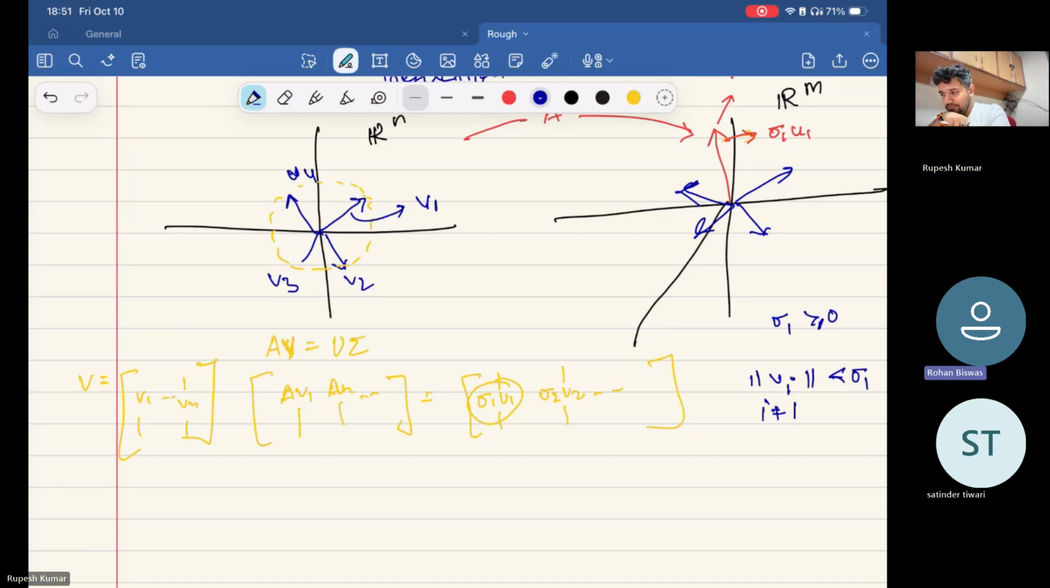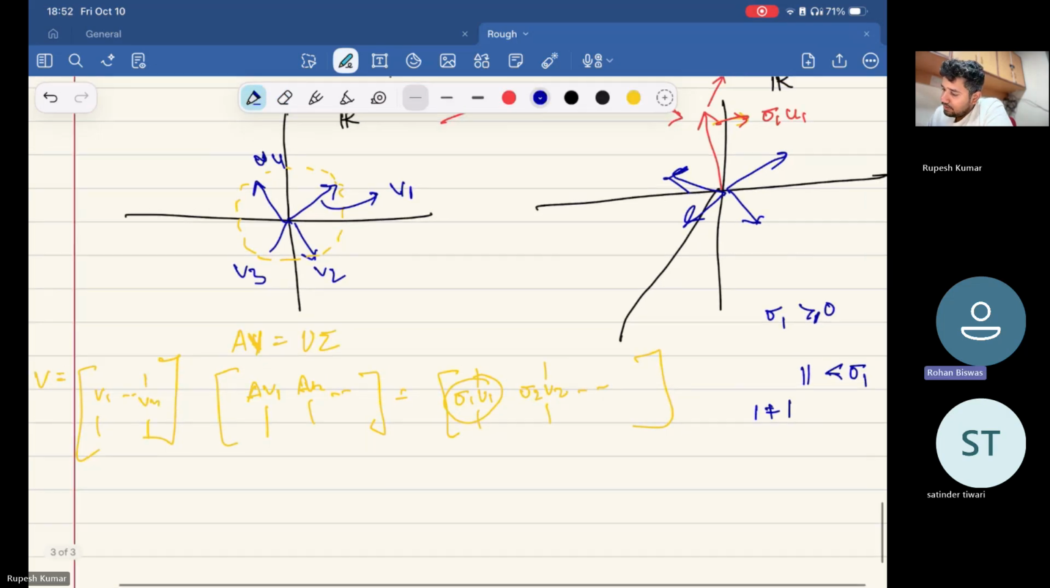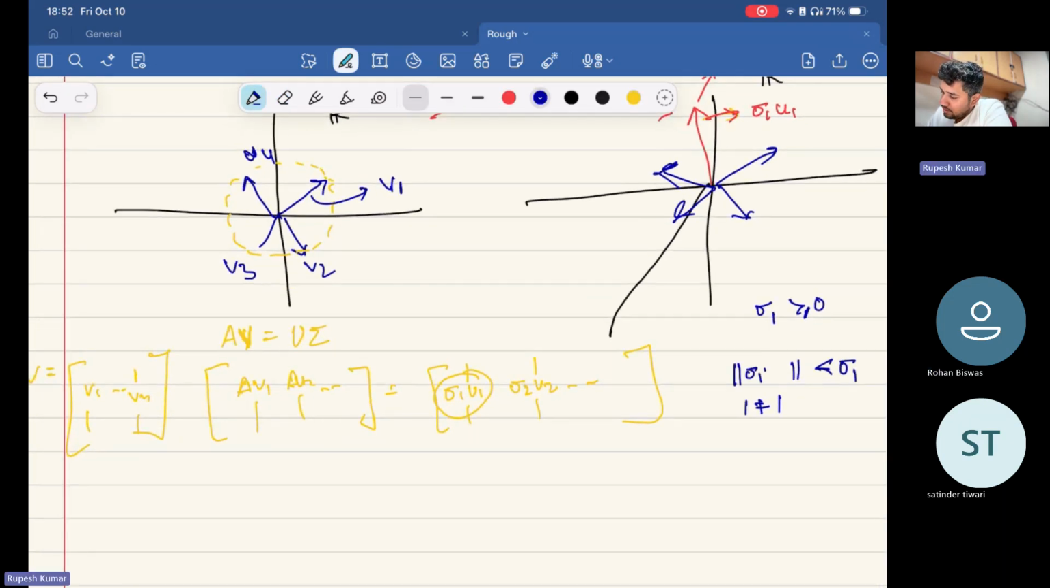It should be AVi, no? AVi's norm should be less than sigma 1. Is that what you're trying to mean? No, the norm of Vi would be 1 for everything, if you're considering the Vis. They are all orthonormal, right? Sorry, this will be sigma i Ui, right? Sigma i Ui, yes. So AVi, obviously. So it will be sigma i Ui, for i not equal to 1.